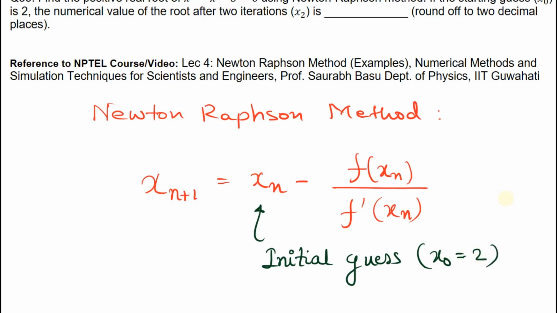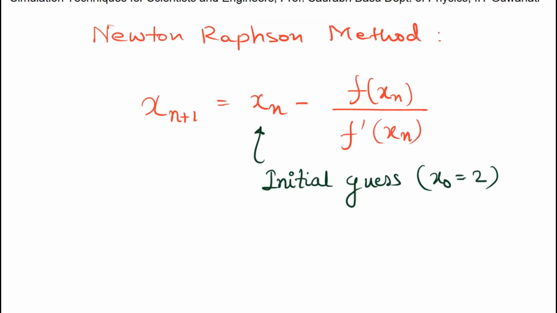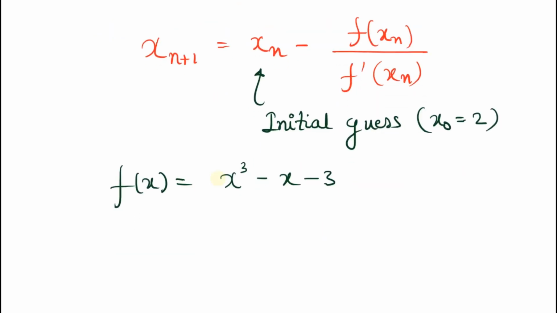So now let's use the Newton-Raphson method to find the second iteration of this function. The function given here is f of x equal to x cube minus x minus 3. So this is the function given to us. If we differentiate it, we get f dash of x equal to 3x square minus 1, right?